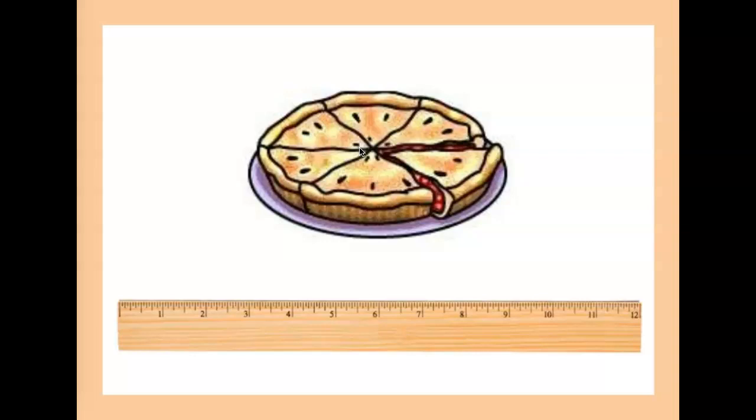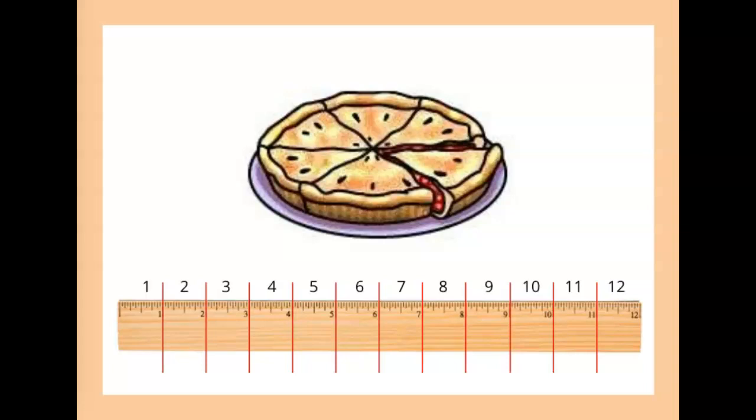What about this ruler? This is a 1 foot ruler. In a 1 foot ruler, there are 12 inches. So 12 inches make up 1 whole foot. Are the inches equal parts or not equal parts? All the inches are the same size, so they are equal parts.